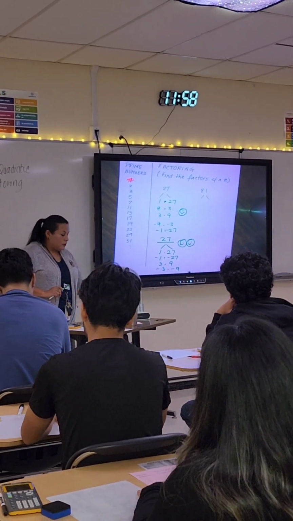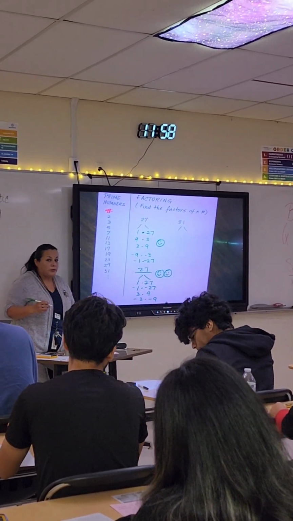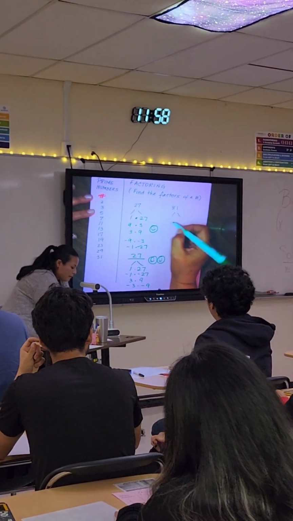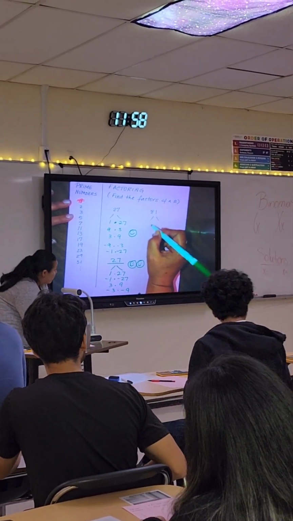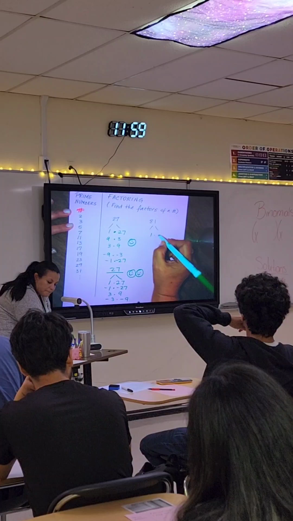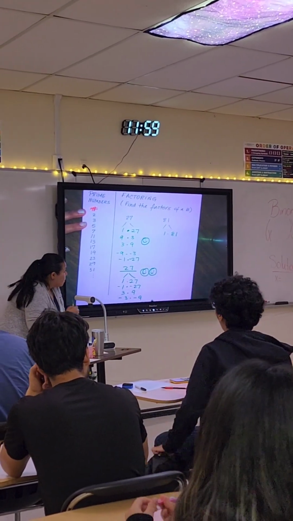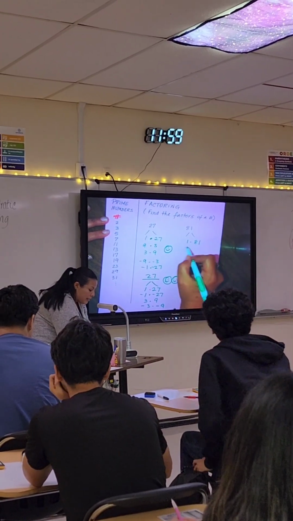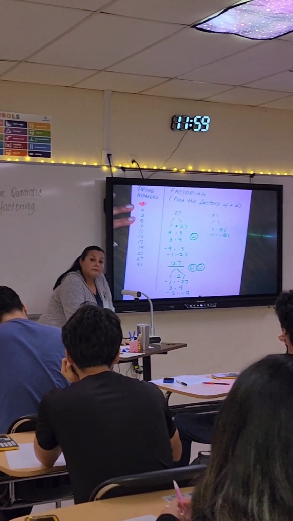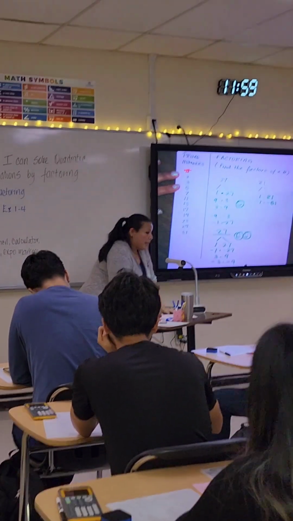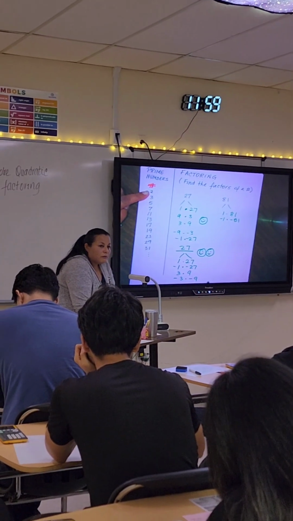So 81, I'm going to do it the same way. In factors of 81, what should I start with? What's the smallest number I could use here? 1. 1 times what? 81. Or what's the second possibility? Negative 1 times negative 81. Okay? Next, what else should I try? Should I try a 2? No, why not?